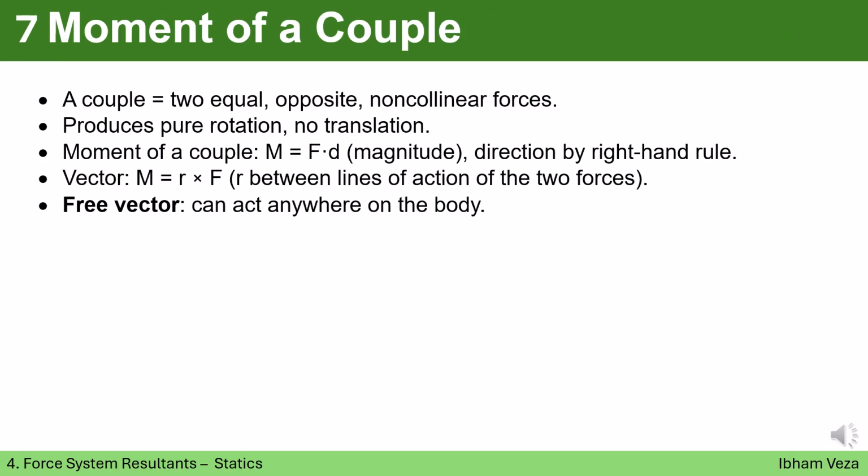Moment of a couple. A couple consists of two equal and opposite forces separated by a distance. Because the net force is zero, a couple produces rotation without translation. The moment of a couple depends only on the force magnitude and the separation distance. It is considered a free vector because it can be applied anywhere on the body.